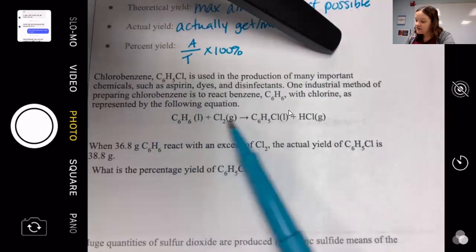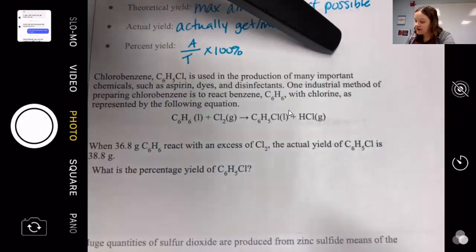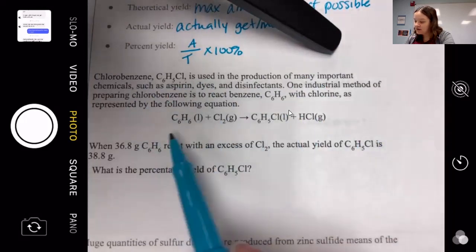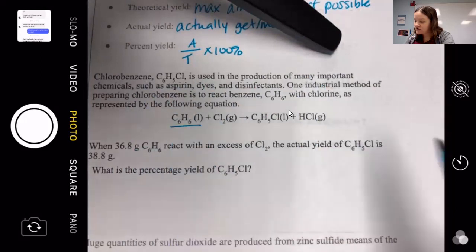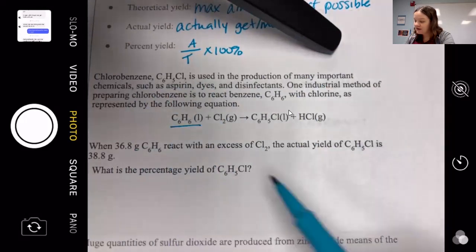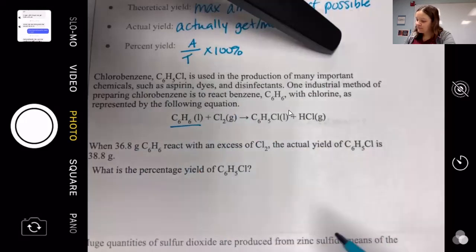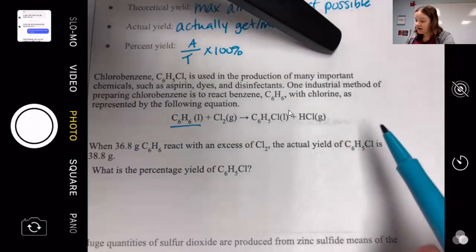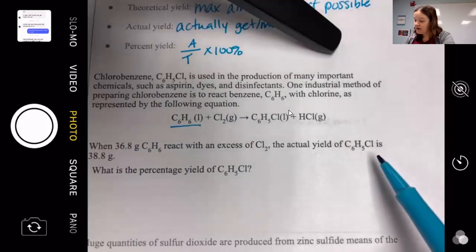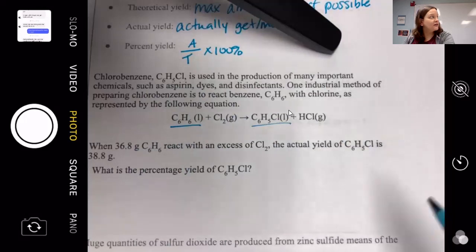Okay, so we're going to react our 36.8 grams of C6H6 with plenty of chlorine, so we know which one is the limiting reactant. And it tells us our actual yield of the C6H5Cl. And it wants the percentage yield.